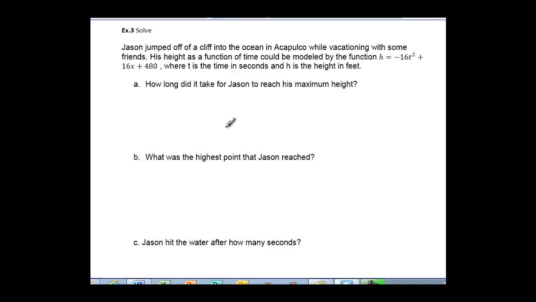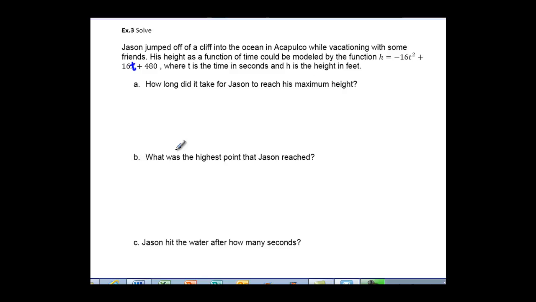Okay, Jason jumped off a cliff and into the ocean in Acapulco while vacationing with some friends. His height as a function of time could be modeled by the function h equals negative 16t squared plus 16t plus 48, where t is time in seconds and h is the height in feet. How long did it take for Jason to reach the maximum height?